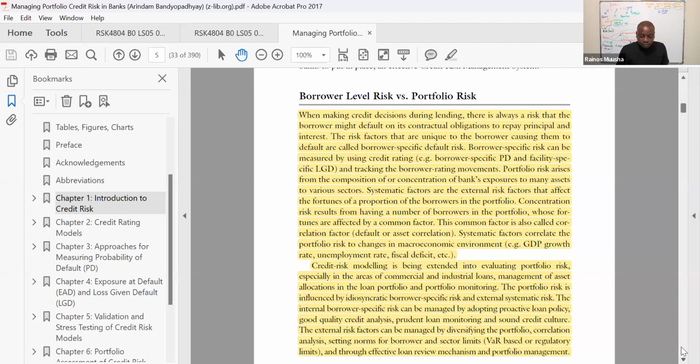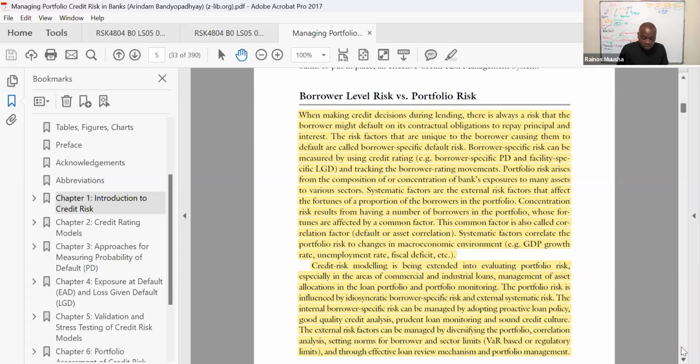Portfolio risk arises from the composition or concentration of banks' exposures to many assets in various sectors. Systematic factors are the external risk factors that affect the fortunes of a proportion of the borrowers in the portfolio. So concentration risk results from having a number of borrowers in the portfolio whose fortunes are affected by a common factor. This common factor is also called correlation factor or default or asset correlation.